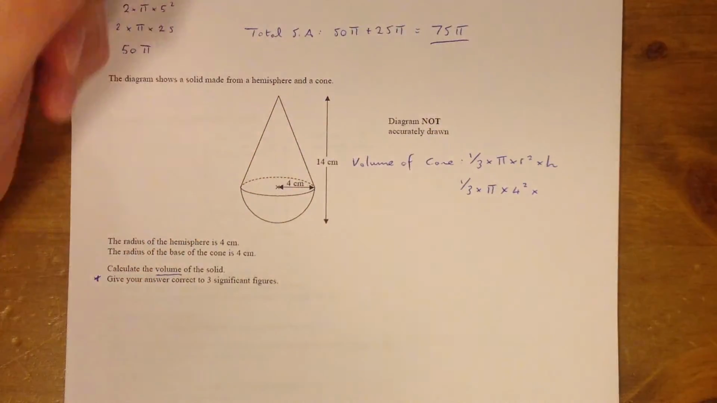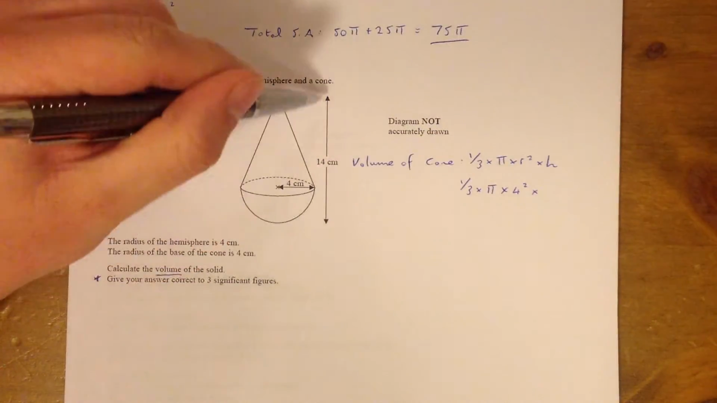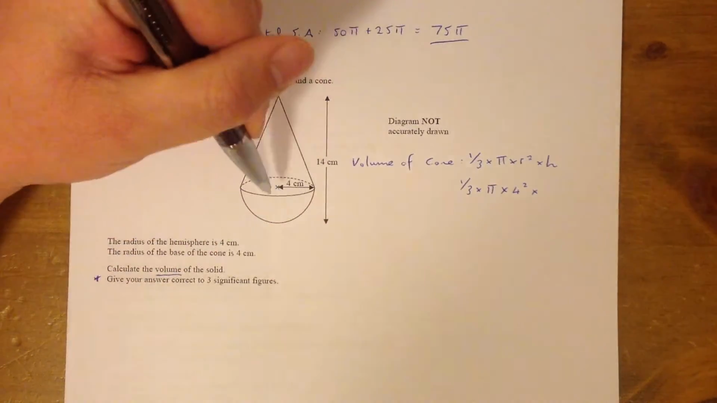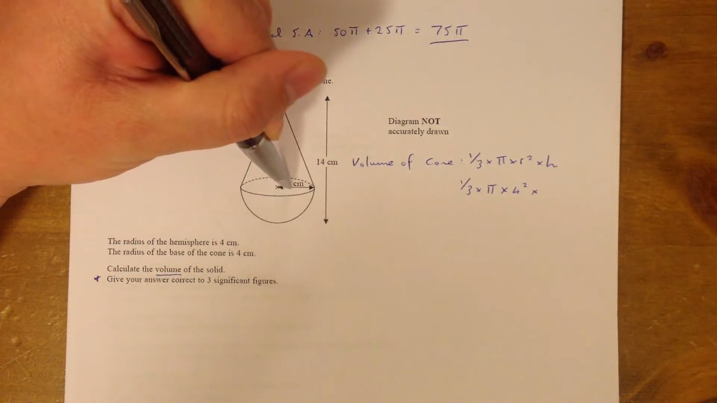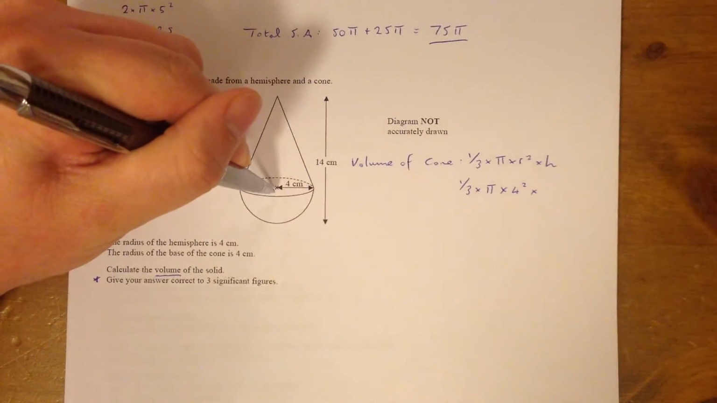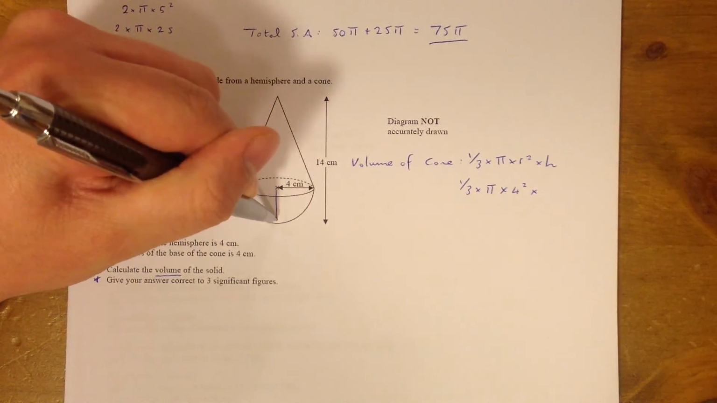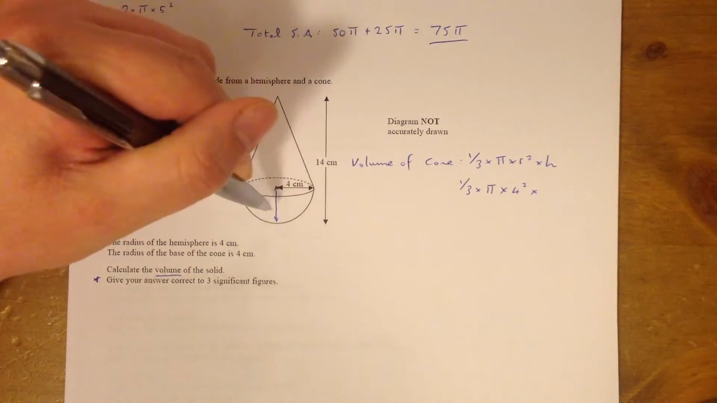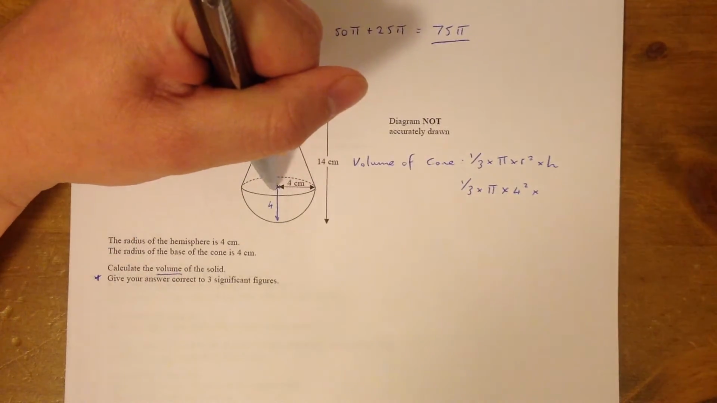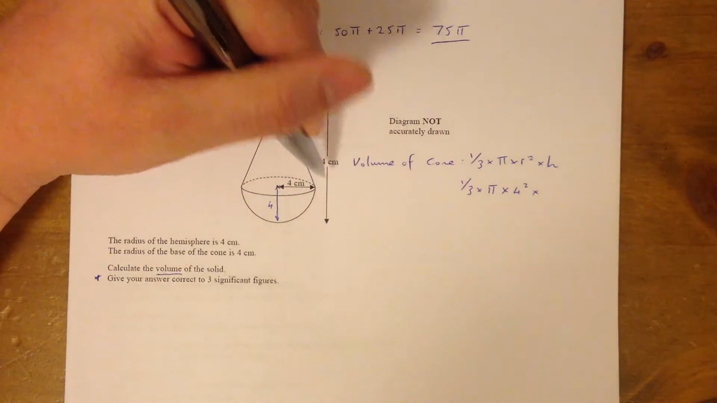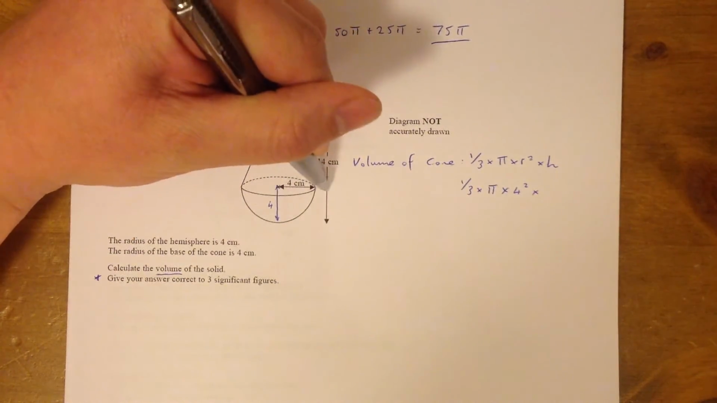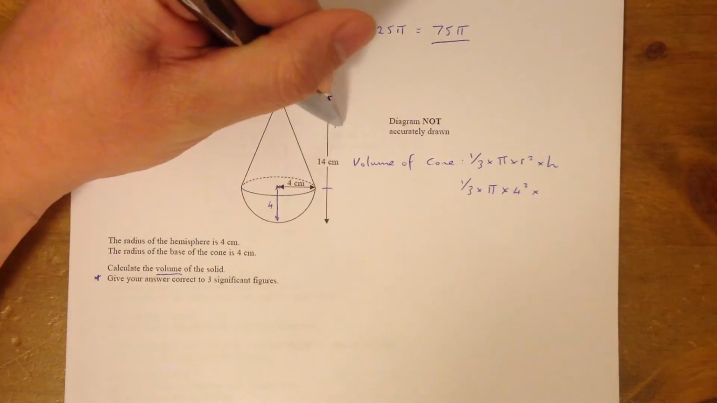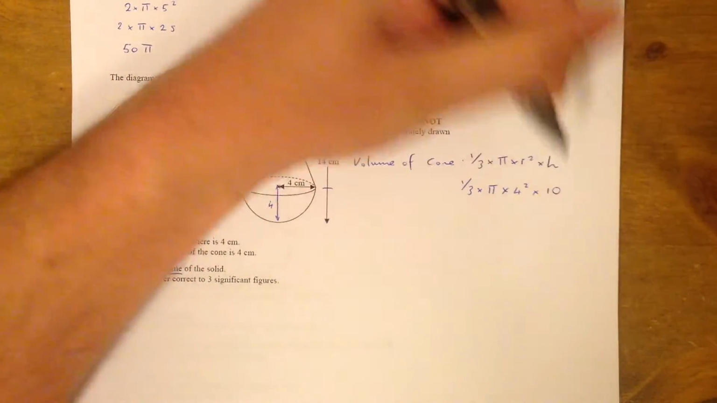And then we just got to be really careful here with the height. We're told the overall height of this shape is 14. What we need to recognise here is that if the radius here is 4, then also the radius here is going to be 4, because all radii are equal. So that now tells us the height of the hemisphere is 4. 14 subtract 4 tells us the height of the cone is going to be 10. So this value here is 10.